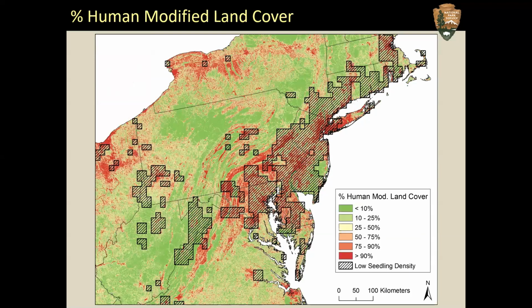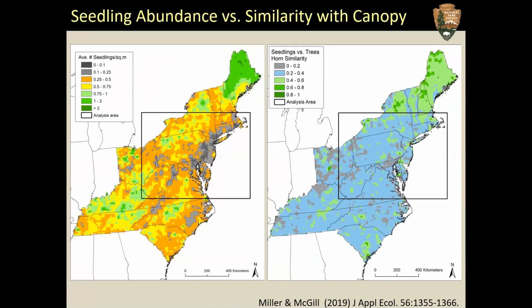So next we looked at composition between the regeneration and canopy, and we used similarity metrics, which is plotted on the right map here. Similarity is a measure of species that you have in common between two groups, in this case the seedling versus the canopy strata. We also looked at sapling versus canopy. If all the same species are in the seedling layer that are in the canopy layer, then you have a similarity of 1. If you have no species in common, it's a similarity of 0.